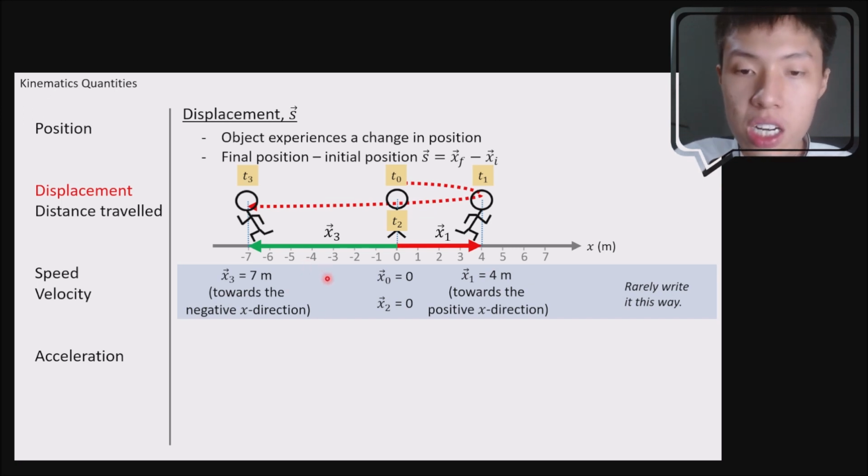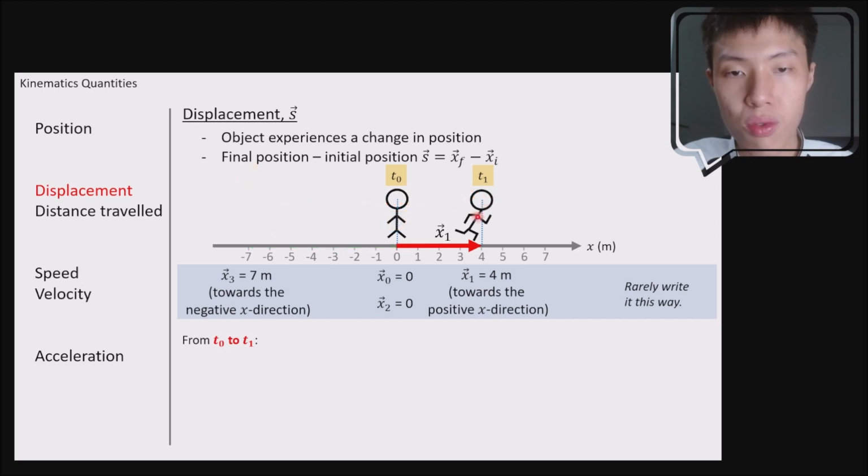So let's find from T0 to T1. I'll remove all the irrelevant stuff. From T0 to T1, let's try to determine the displacement. How do we determine displacement? Again, it's final minus initial. So where's the final? The final will be T1, right? Because T1 is a later time. The initial is where? The initial will be this point because this is the earlier time. So we can take final minus initial, x1 minus x0.